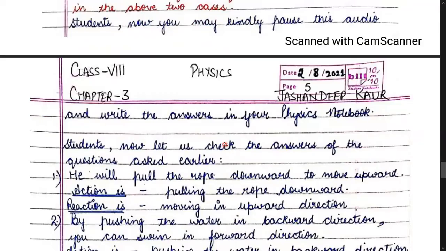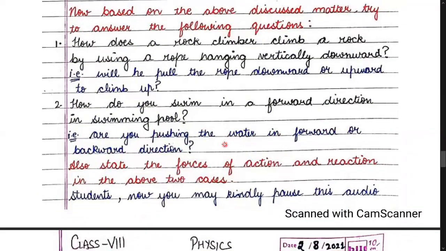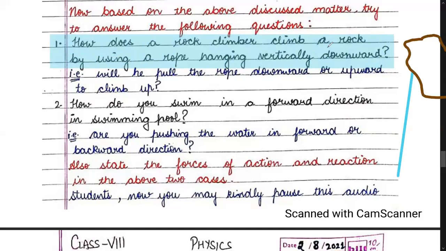Now, similarly, children, there are a few questions which I am giving you. How does a rock climber climb a rock? By using a rope hanging vertically downward. So here is a rope and there is a rock ahead, and you want to move up. So this is the rock climber. What does he do? He has to pull this rope downward to move in an upward direction, isn't it?